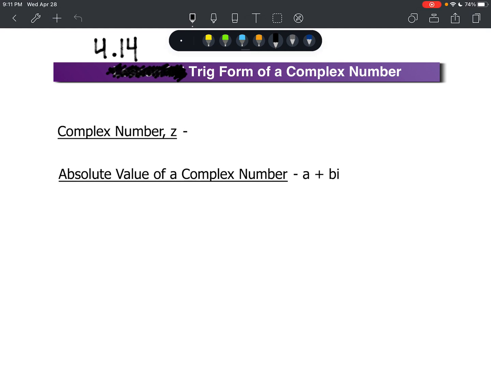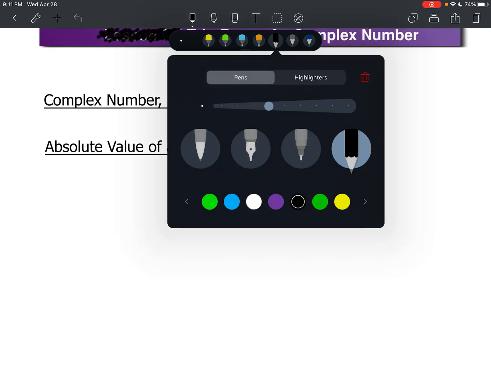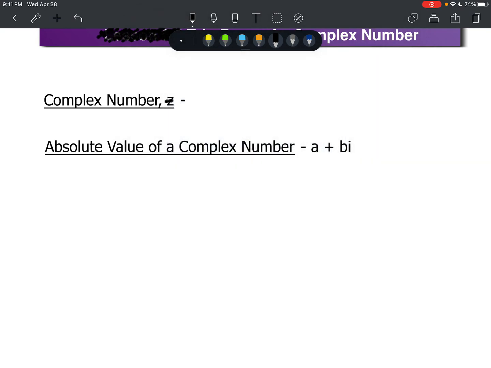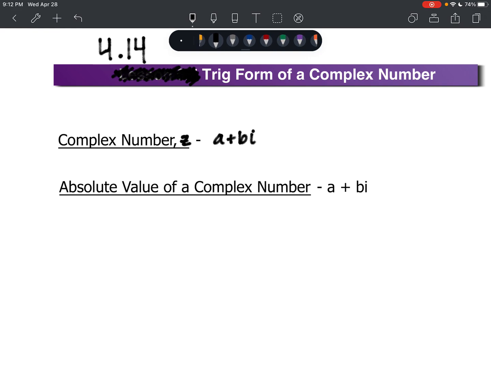Now, it's important to note that a complex number we can write as z. And a complex number z is a plus bi, where a is the real part and b is the imaginary part.